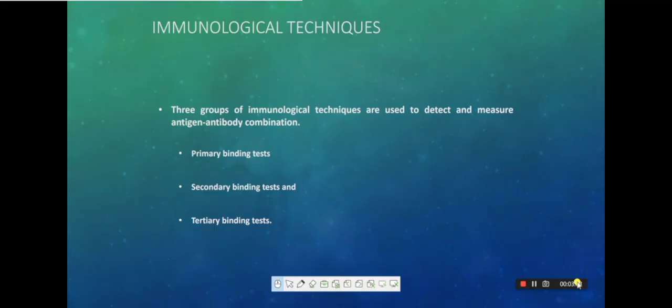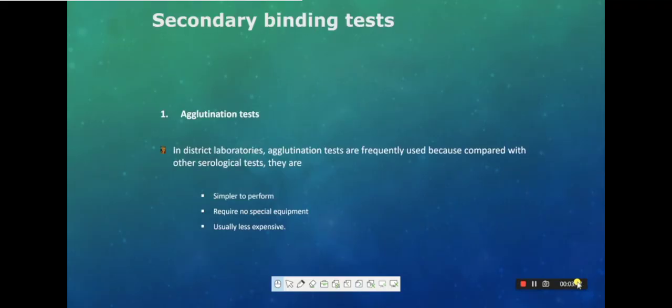The primary binding test we have covered in the first part of the video. In today's video, we are going to discuss the secondary binding test and the tertiary binding test. So what are secondary binding tests? The secondary binding tests are the tests that detect and measure the consequences, or we can say the secondary effect, of the antigen antibody interaction.